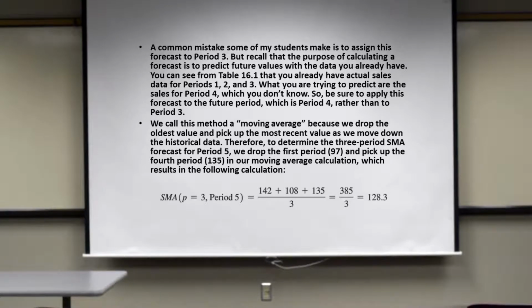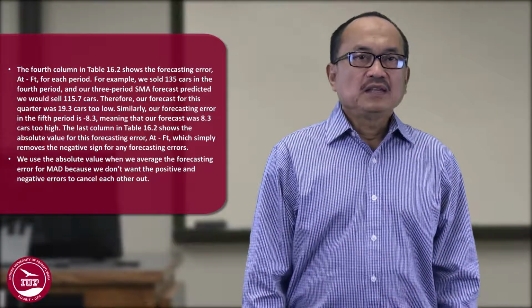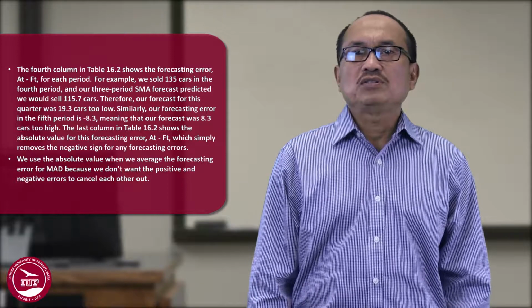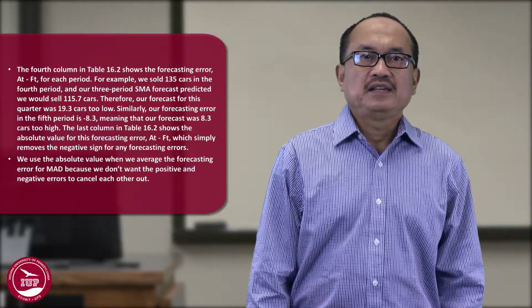We call this method a moving average because we drop the oldest value and pick up the most recent value as we move down the historical data. Therefore, to determine the 3-period SMA forecast for period 5, we drop the first period, or 97, and pick up the fourth period, which is 135, in our moving average calculation, which results in the following calculation. SMA with P equal to 3, period 5 is equal to 142 plus 108 plus 135 divided by 3, equal to 128.3.